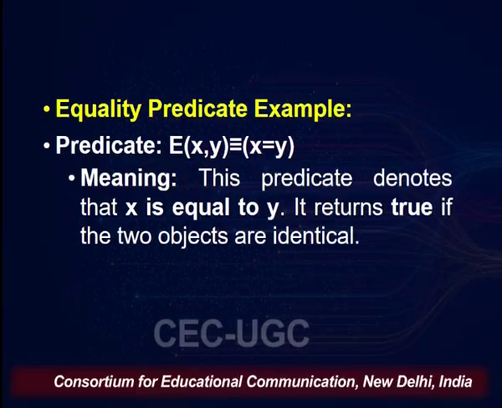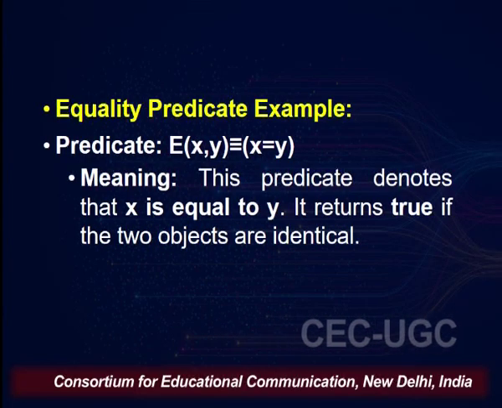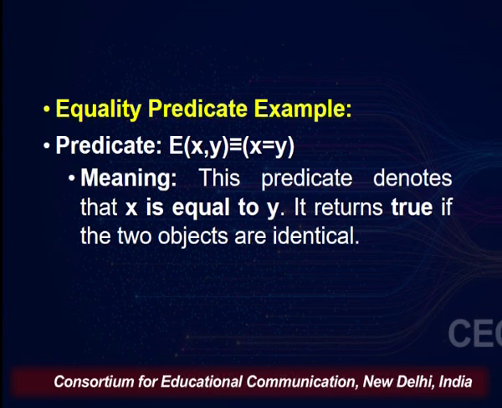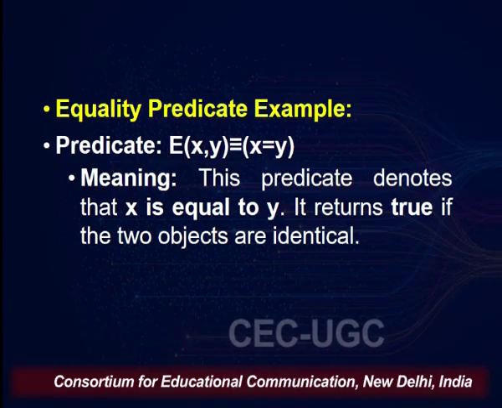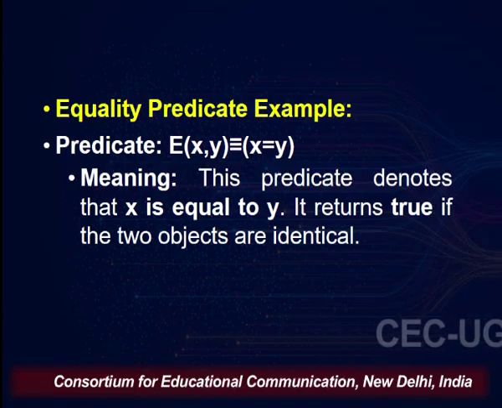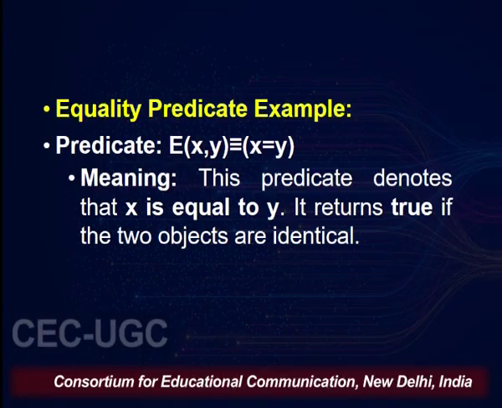Then we have one predicate which is known as the equality predicate. Is hungry X was a very simple predicate. The equality predicate says E of X comma Y is equivalent to X is equal to Y. The simple meaning is that the predicate denotes that X is equal to Y, and it returns true if the two objects are identical.